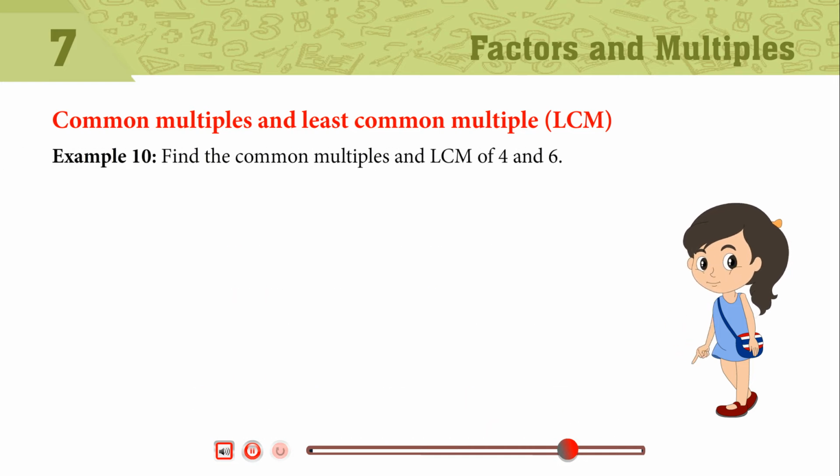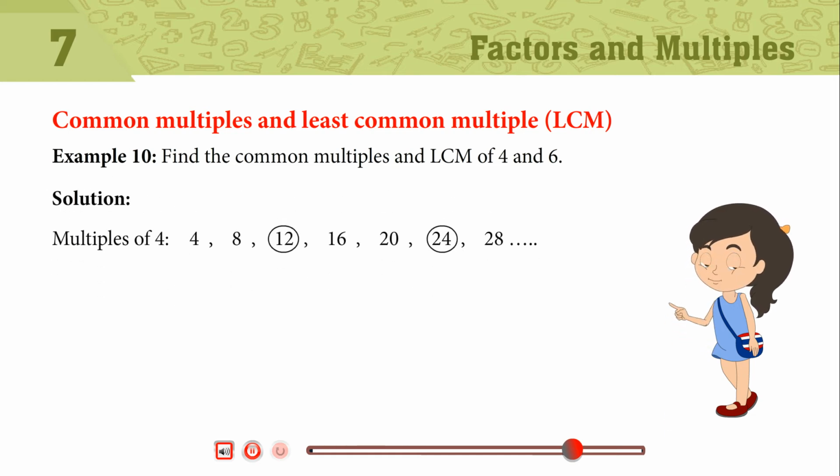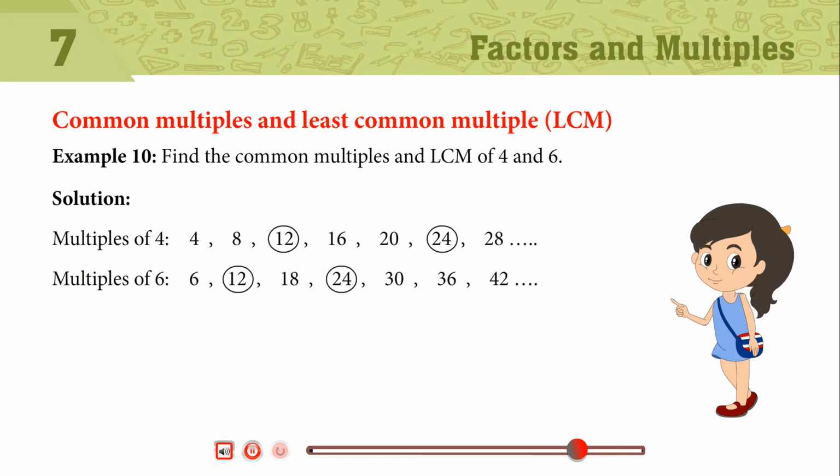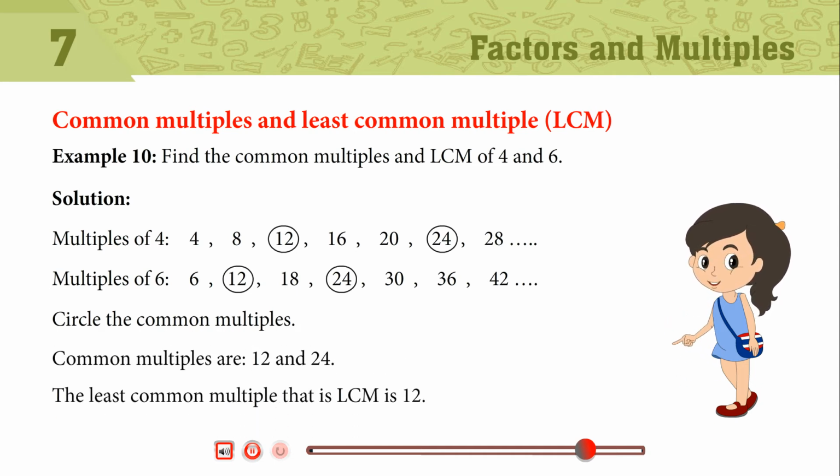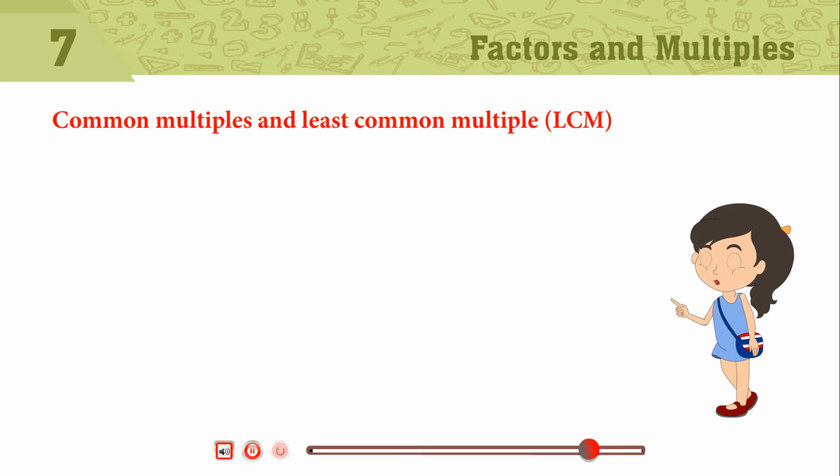Example 10. Find the common multiples and LCM of 4 and 6. Solution. Multiples of 4: 4, 8, 12, 16, 20, 24, 28. Multiples of 6: 6, 12, 18, 24, 30, 36, 42. Circle the common multiples. Common multiples are 12 and 24. The least common multiple, that is, LCM, is 12.